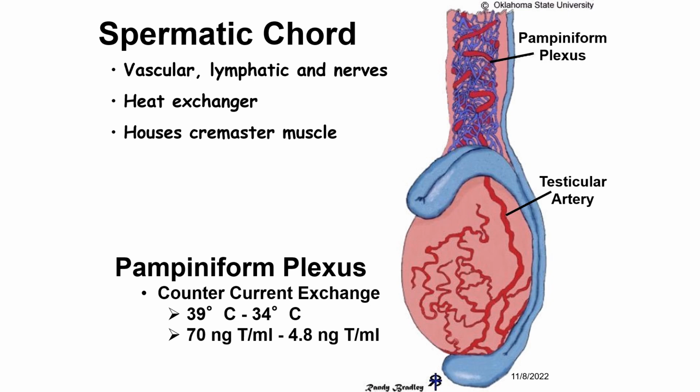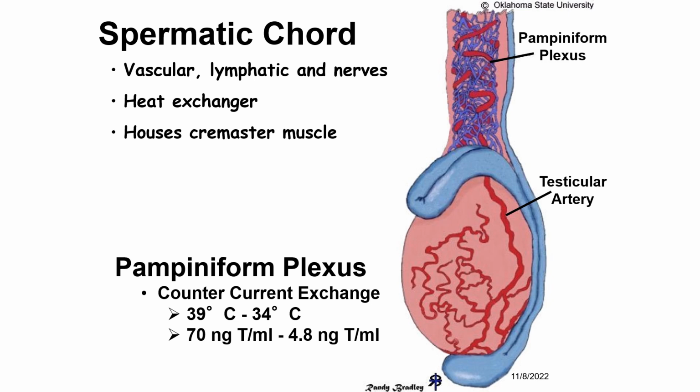The structures that are contained within the spermatic cord include the vascular structures, the blood vessels, of course, the arteries and the veins. We also have the lymphatics and the nerves. So all the blood supply coming from the testes, the nerves, the lymphatics, they all come along through the spermatic cord, as shown in the figure. This blood supply refers to our pampiniform plexus.